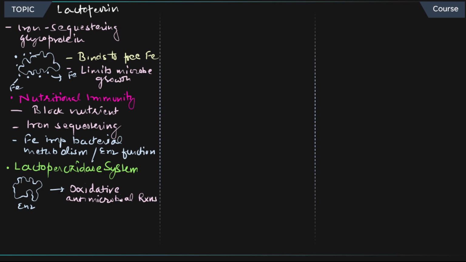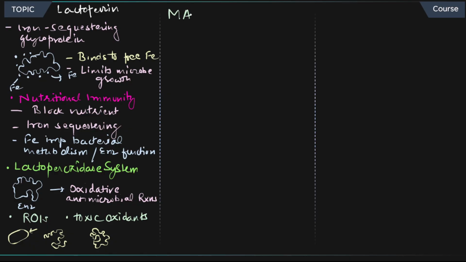And I hope you remember in the last lectures we also discussed ROI, reactive oxygen intermediates, toxic oxidants that are generated by this particular system, the lactoperoxidase system, which targets the bacterial membrane, which targets the DNA of the bacteria, and then it also targets the protein functions, right? That's a very important part of the immune system.